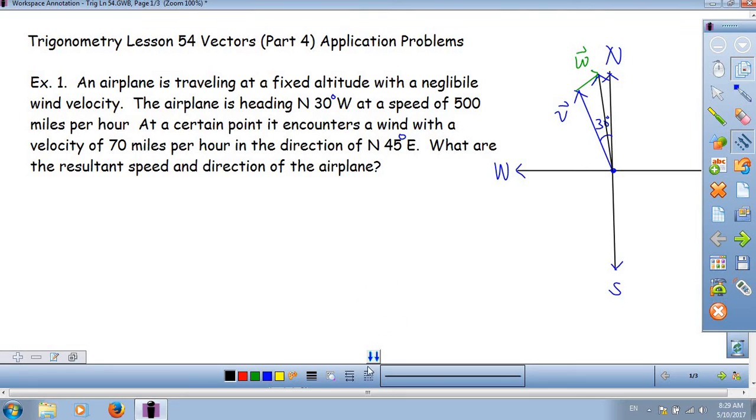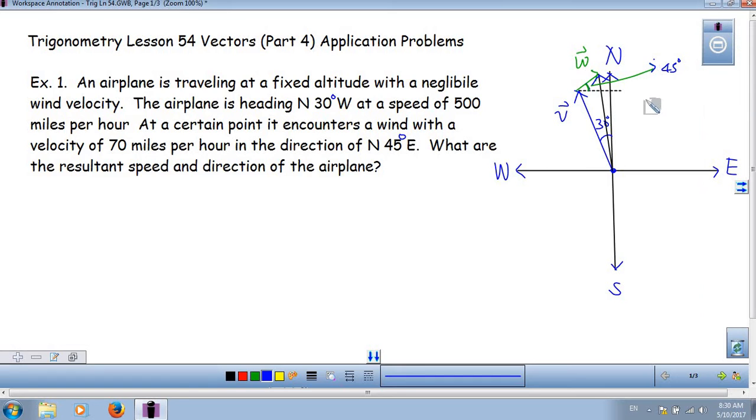Now I have to mention that we have to label a little bit here. We know that the angle W, that little angle, is 45 degrees. Let me write it out here. It's 45 degrees, because it's north 45 degrees east, so on the other side it is also 45 degrees. So this angle is 45 degrees, this angle is 30 degrees.